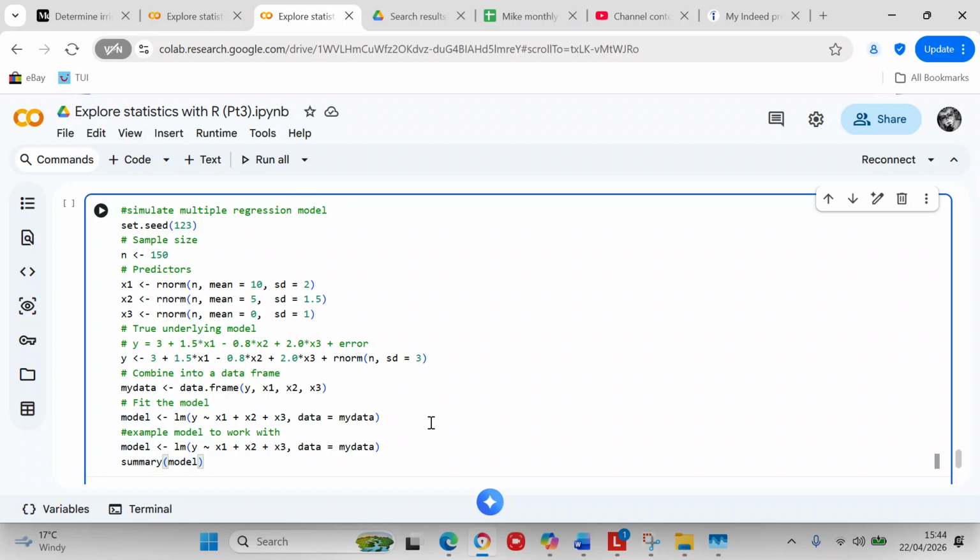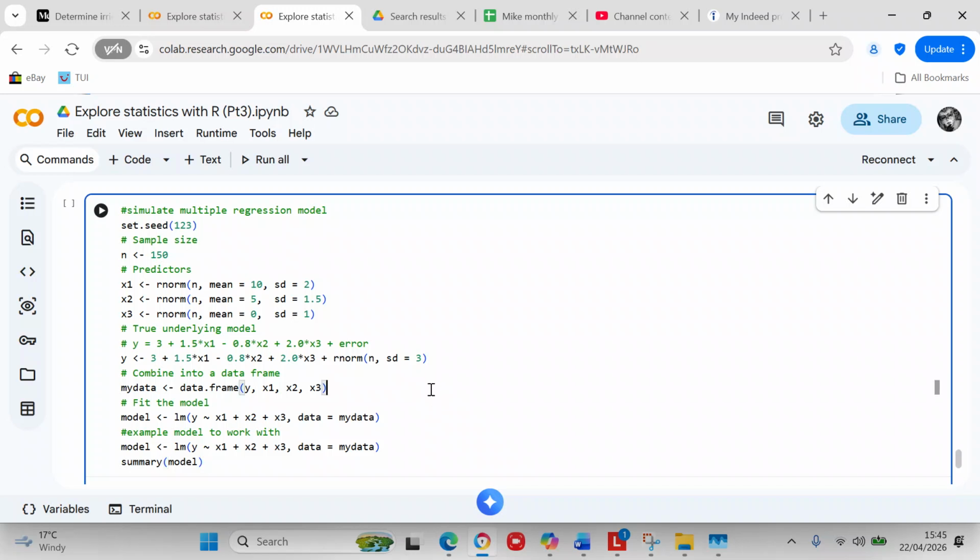So our true model is y becomes 3 plus 1.5 times x1 minus 0.8 times x2 plus 2.0 times x3 plus rnorm, which is a randomly sampled normal distribution of 150 samples with a standard deviation of 3.